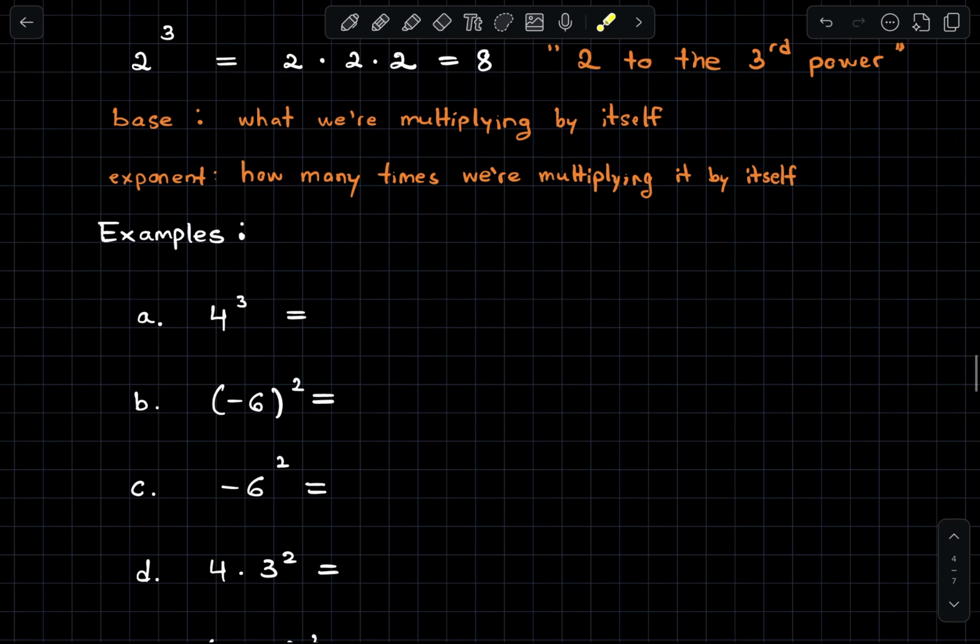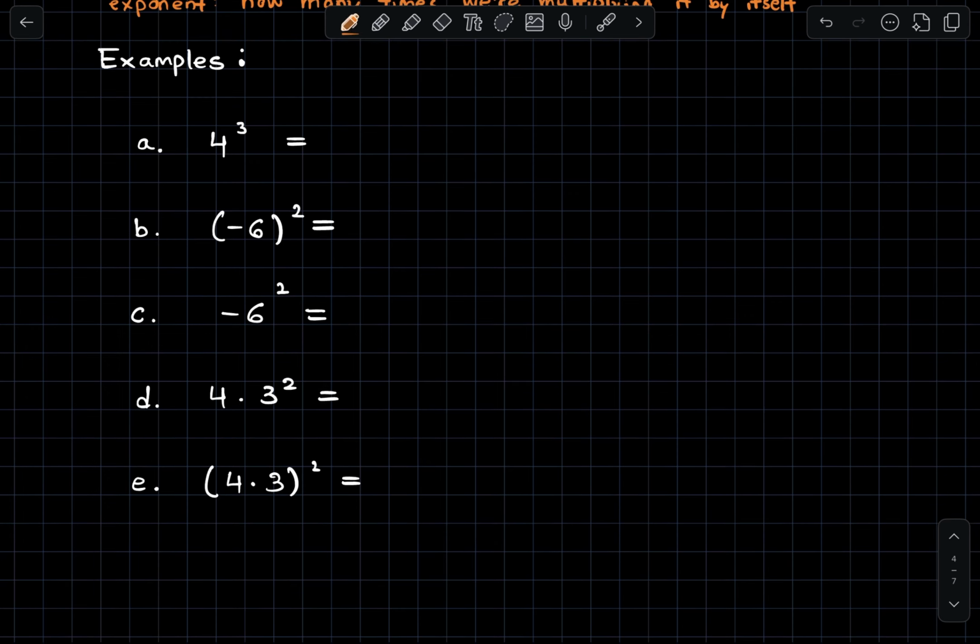Okay, so if we come over here, we look at some examples. We've got 4 raised to the third power. That's going to be 4 times 4 times 4. That will give us 64. In the second case, we've got negative 6 in parentheses squared. So what this really means, the base is negative 6. We are multiplying negative 6 times negative 6. We have 2 of them here. Negative times a negative is going to give us a positive value, so positive 36.